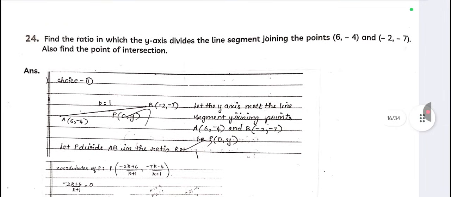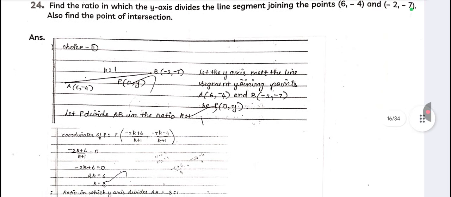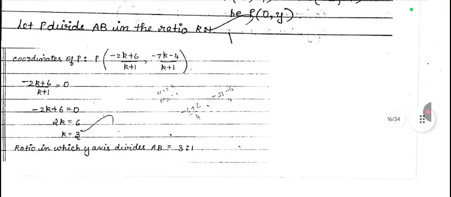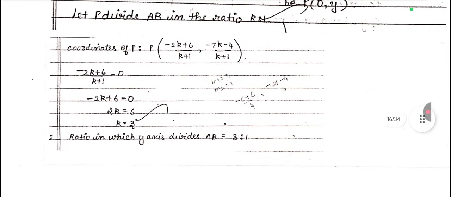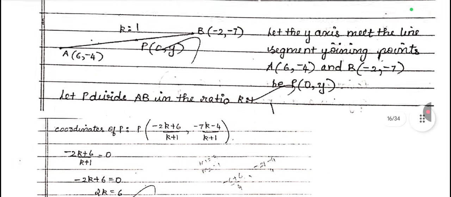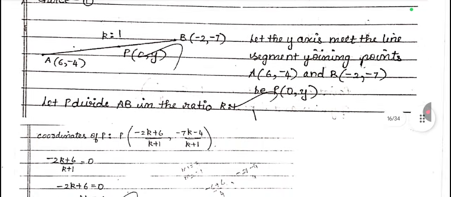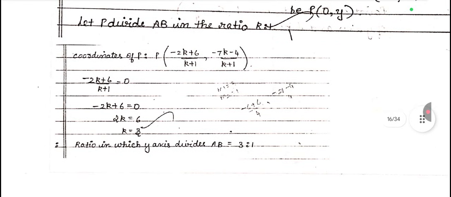Again, one of our favorite y-axis ratio questions. Ratio in itself, you will take k is to 1 and use the section formula: (mx2 + nx1) by (m + n), comma (my2 + ny1) by (m + n), or (m1x2 + m2x1) by (m1 + m2), comma (m1y2 + m2y1) by (m1 + m2). Whichever formula is easy for you, do it and get that k value.